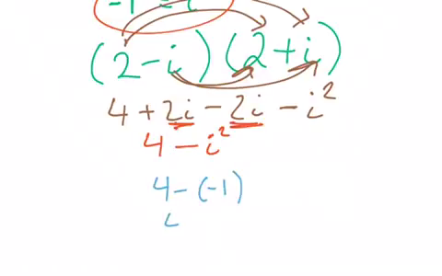And so negative negative becomes a positive, and we're left with 4 plus 1, which is 5. And so there we have it. And that's the extent that you need to know.